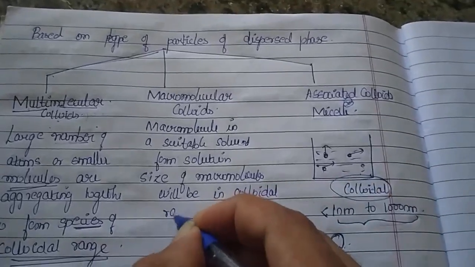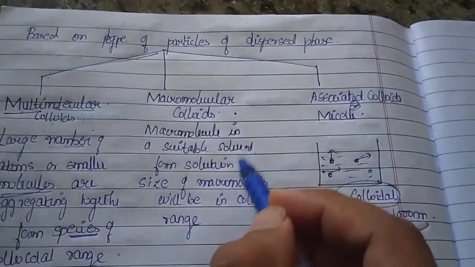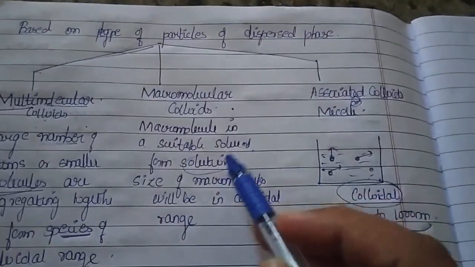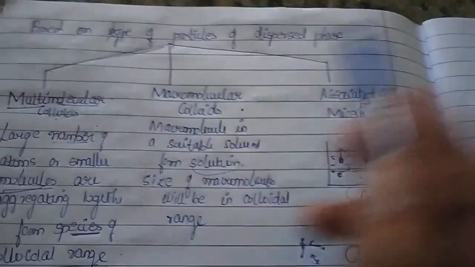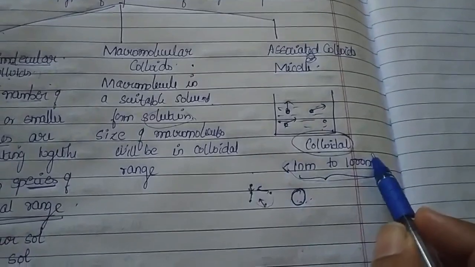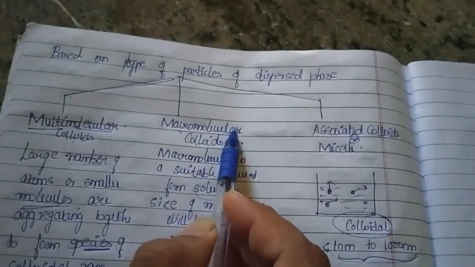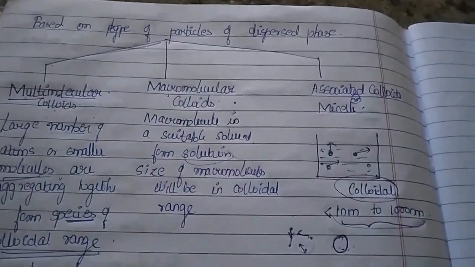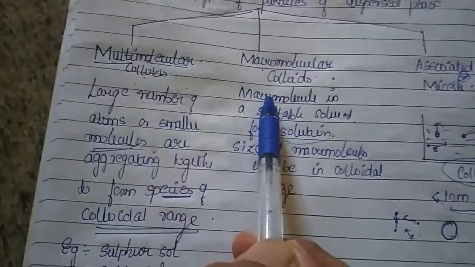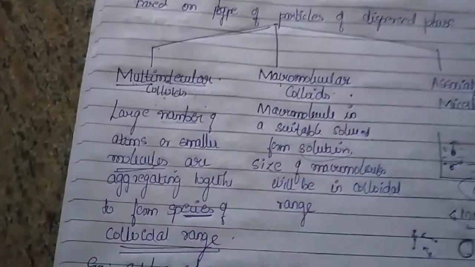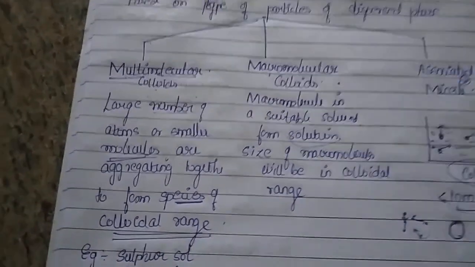So whenever you choose a macromolecule, take it in a suitable solvent and prepare a solution, and then determine the size of the particles, the dimension of that single molecule will be in the colloidal range. That is the reason it is called macromolecular. A single molecule itself has a particle size range of 1 nanometer to 1000 nanometer. But in multimolecular, the molecules were of smaller size, so when these molecules aggregate, they form particles of the colloidal range.